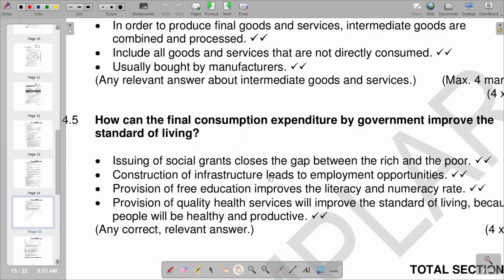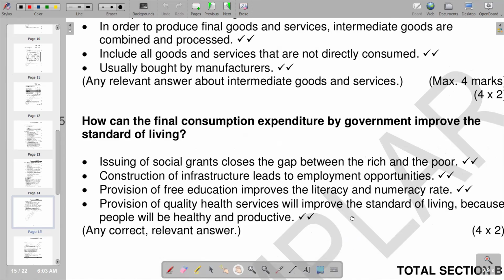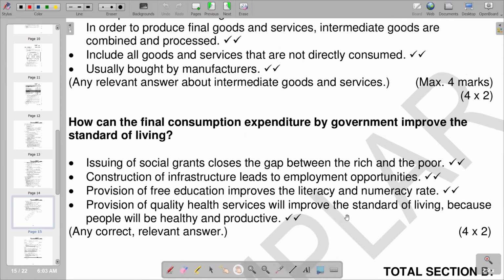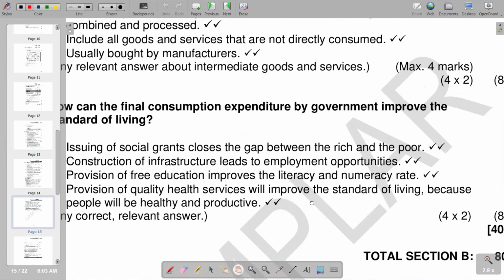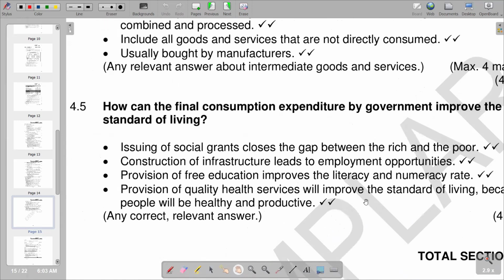So, next point: construction of infrastructure leads to employment opportunities, and also provision of free education improves the literacy and numeracy rate. Provision of quality health services will improve the standard of living because people will be healthy and productive. So those are some of the points that we can raise in terms of our 4.5. So this is question 4 that we have according to this question paper.